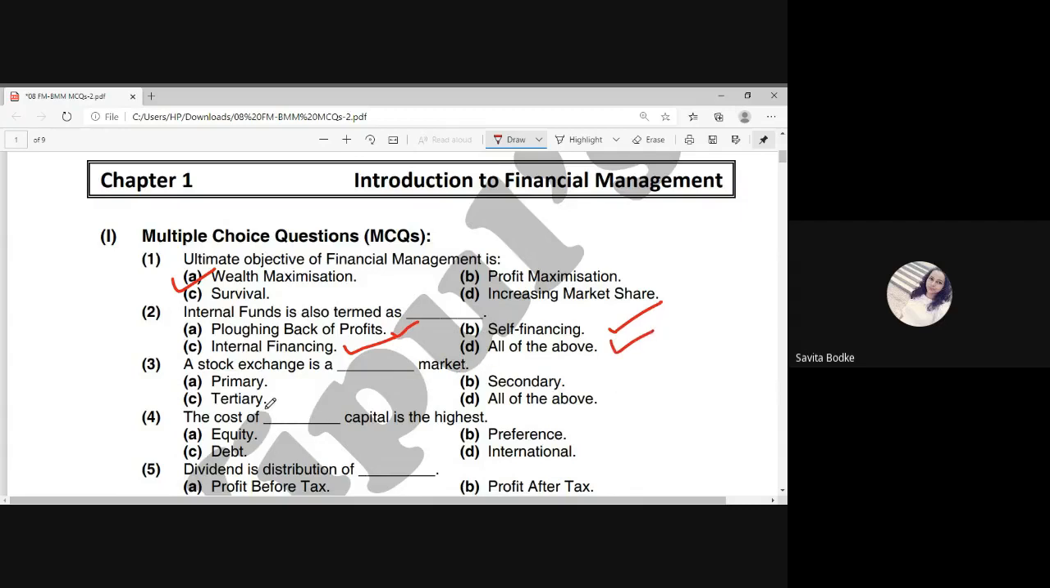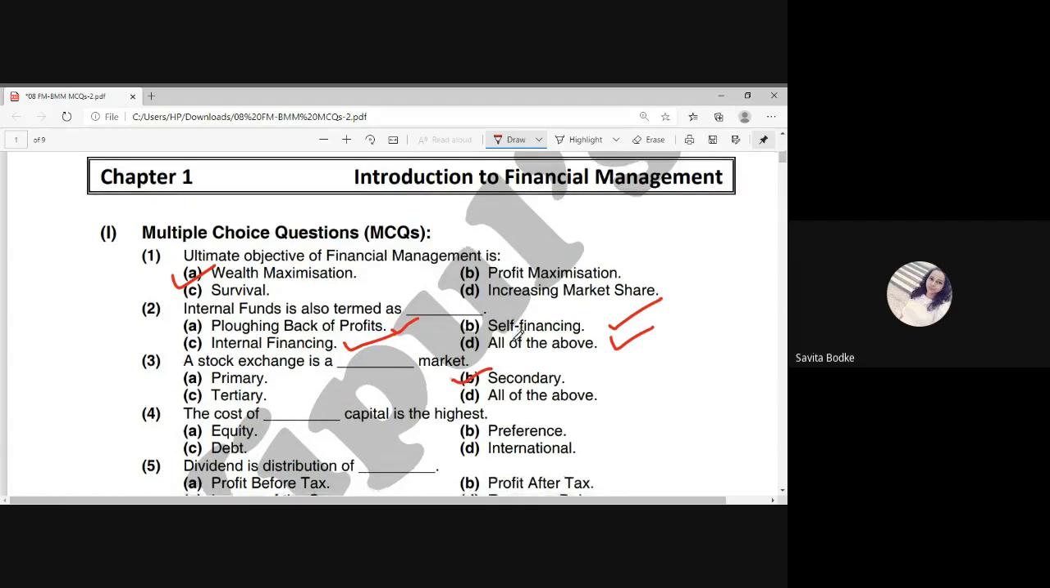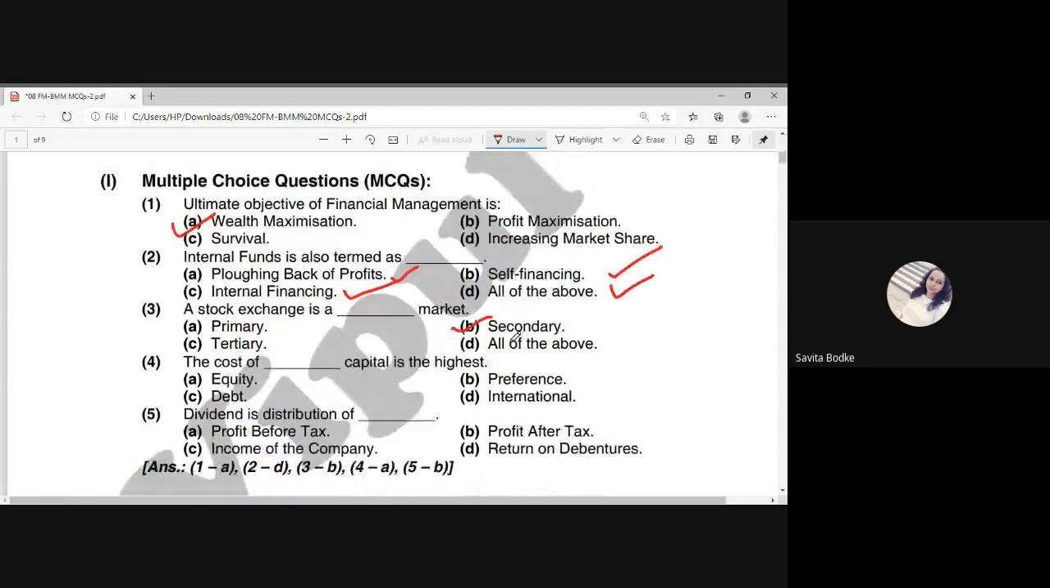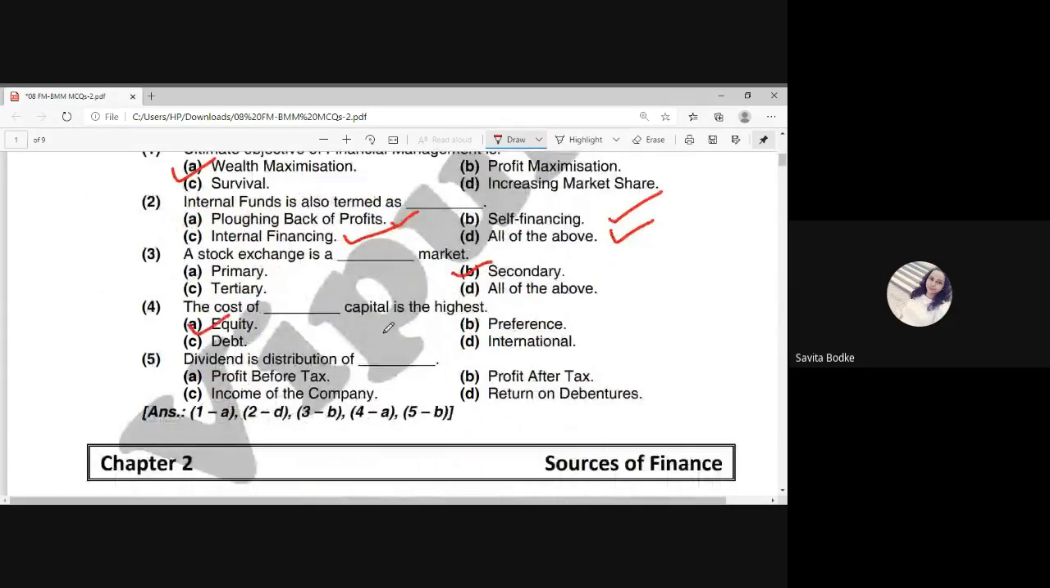Now the next one is, a stock exchange is a secondary market. Next one is, cost of equity capital is highest. Always remember that the cost of equity capital is always high. Next one, dividend is the distribution of profit after tax. Always remember this simple concept. First, we have to pay the tax, and then only the company can distribute the dividend to the shareholders.